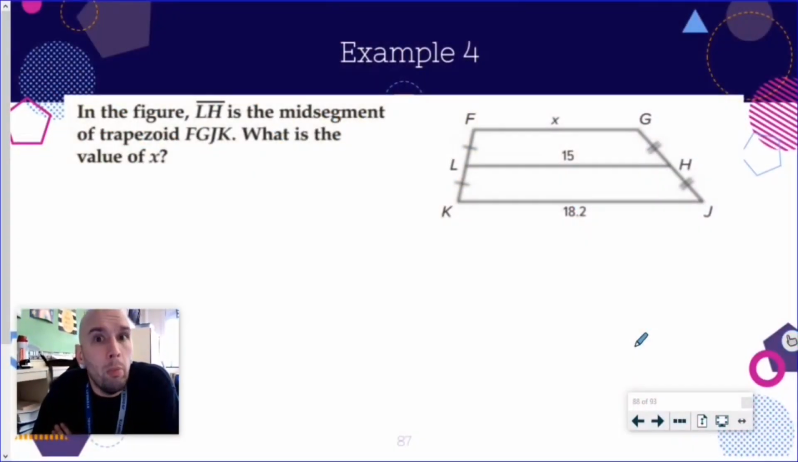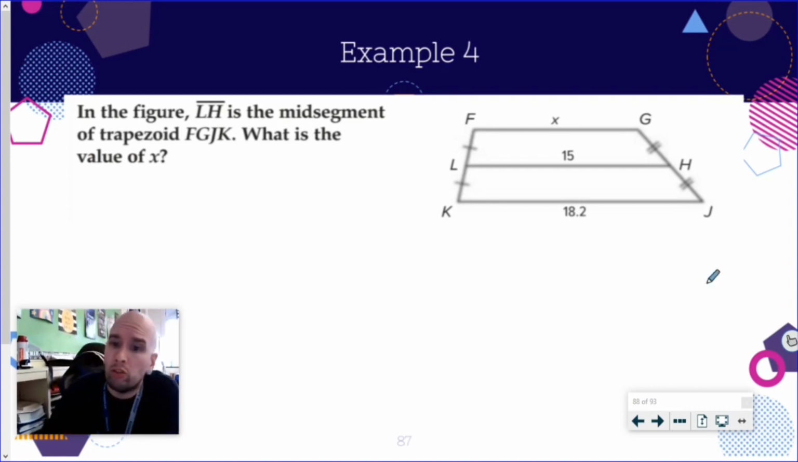Ooh, let's talk about mid-segments. Now, mid-segments have that prefix mid, and mid means middle. And in math and geometry specifically, when you see mid, you're thinking average. Like the midpoint is the average of 2 points. You add them up, you divide by 2, bada bing. Mid-segment is no different. This guy is going to be this guy plus this guy divided by 2.